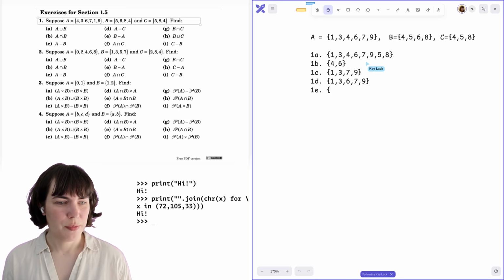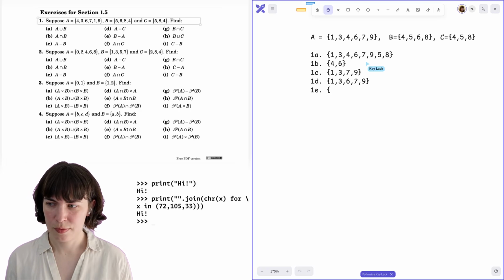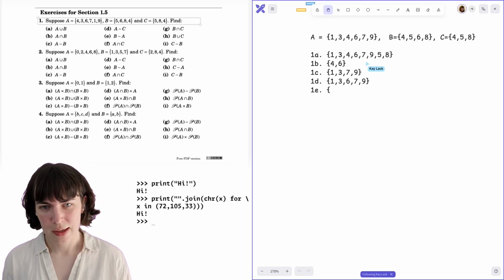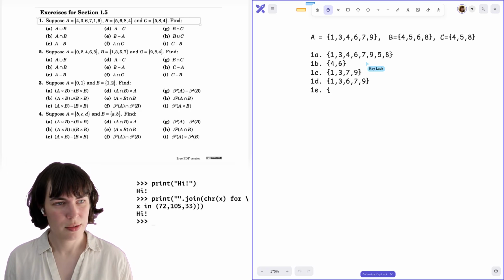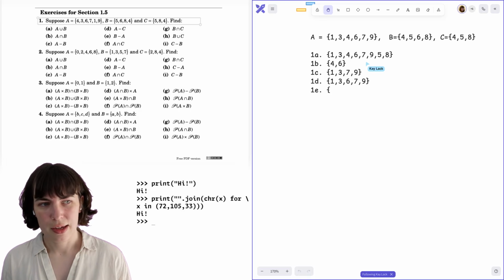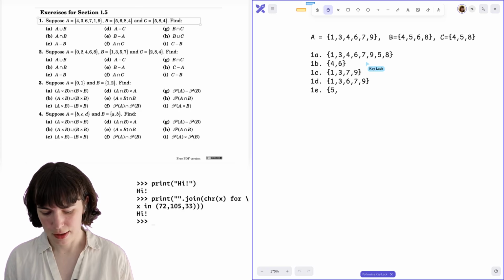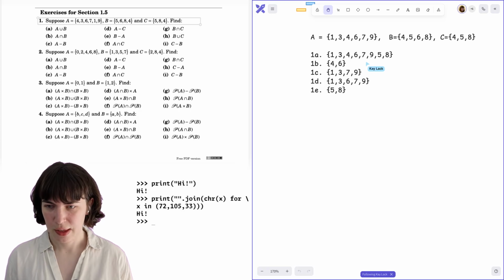B minus A. That's 4. So, yeah, no, not 4, because 4's in A. 5, 6 is in A, and 8 is not in A. That's fine.